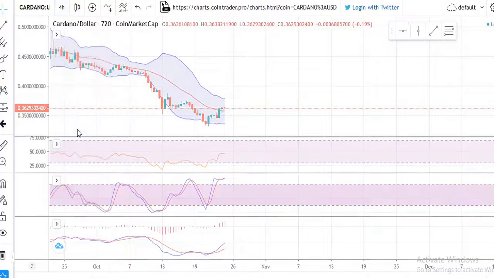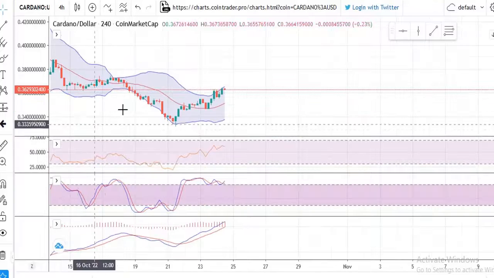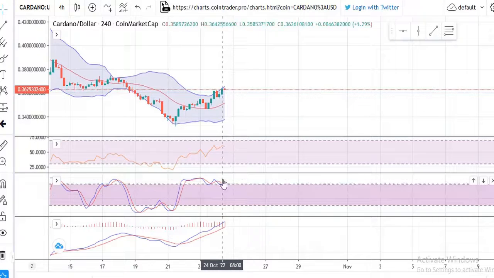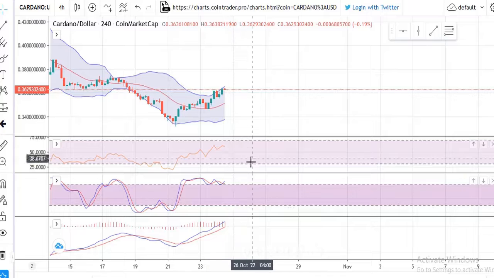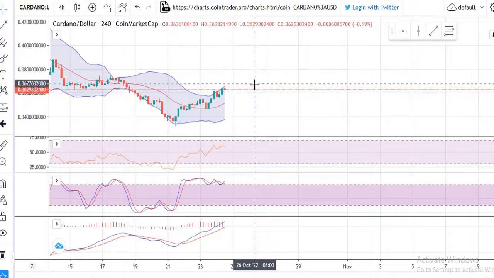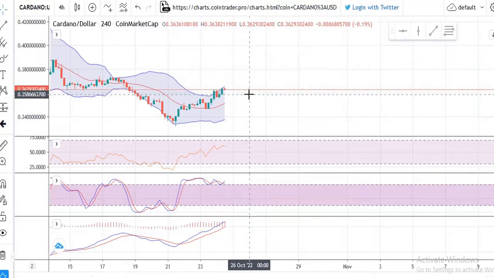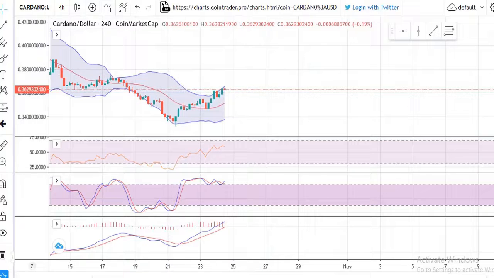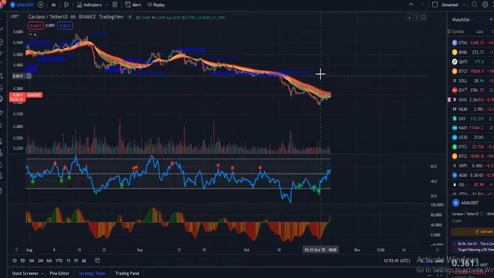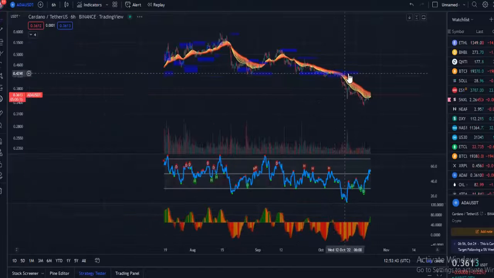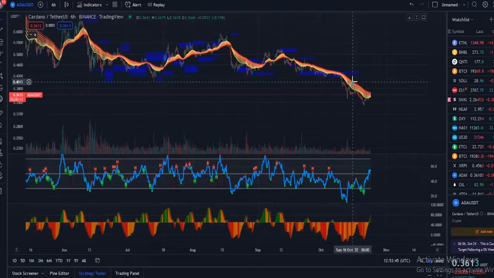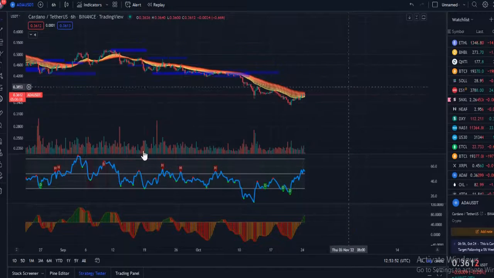So we could just see some little retest down to the 0.3 region, just for the stochastic to cool down, and then we can see further upward price action for the price of ADA. So as you can see, we're expecting the price of ADA to go back to the next resistance, which is about the 0.4 region. So this is very, very bullish for ADA.